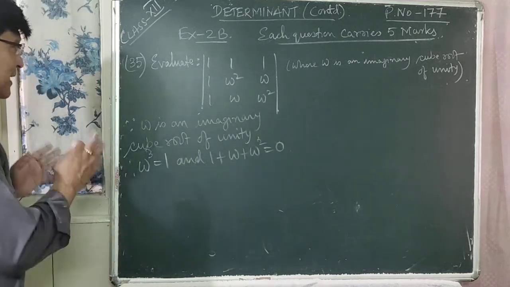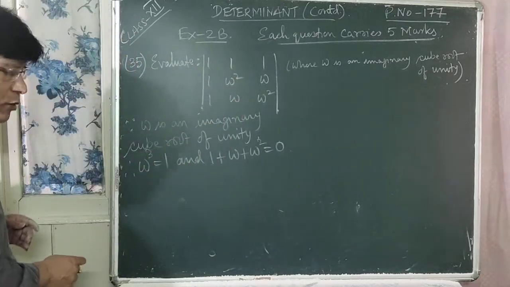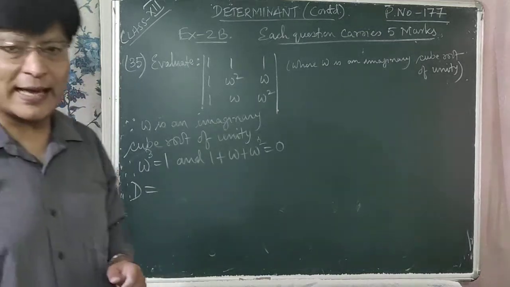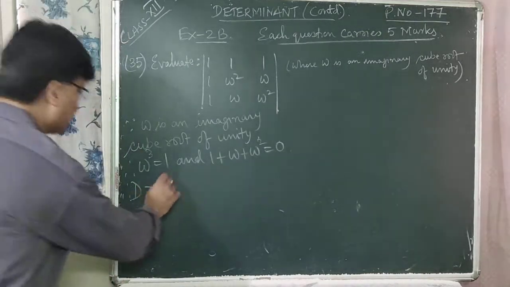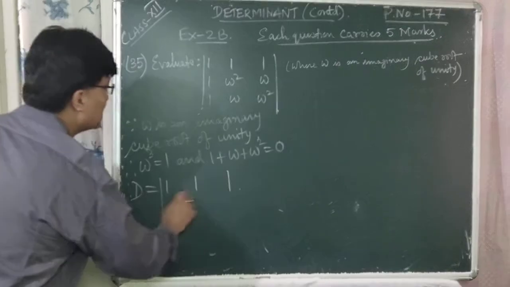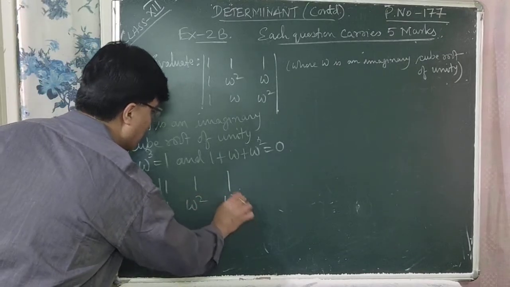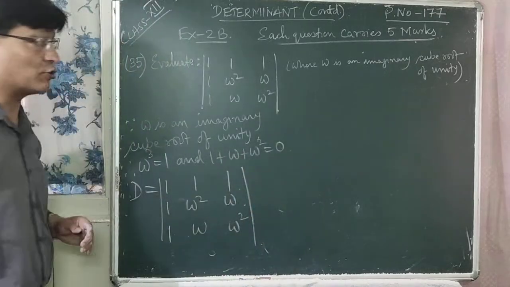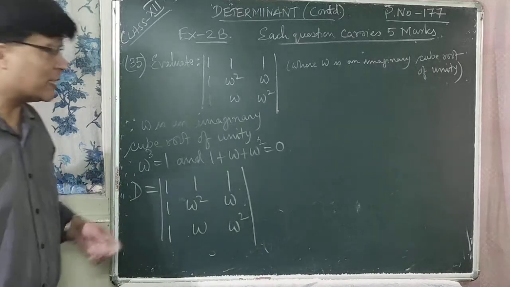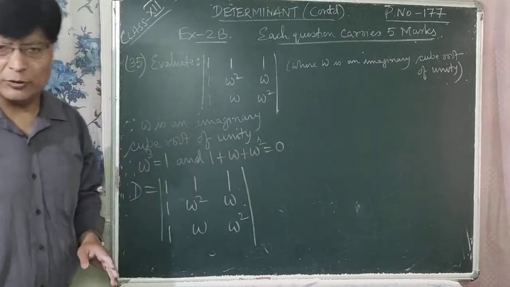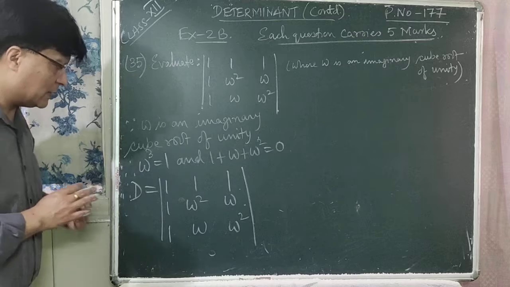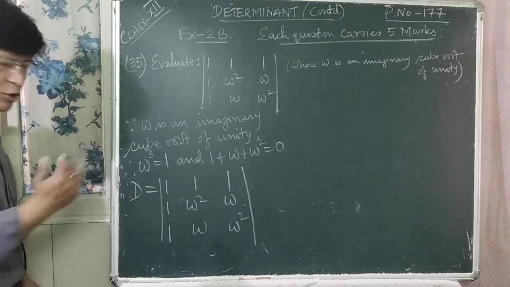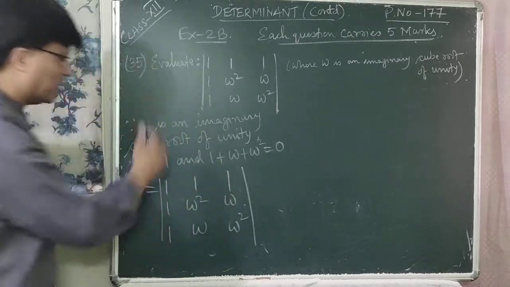So now let us find out the value of this determinant. Let us write this given determinant as D. So D is equal to, first row is 1, 1, 1, second row 1, omega square, omega, third row 1, omega, omega square. So now you know that 1 plus omega plus omega square is equal to 0. So let us use the property here. Which property is used here? R1 dash is equal to R1 plus R2 plus R3. You may use C1 dash is equal to C1 plus C2 plus C3, okay?